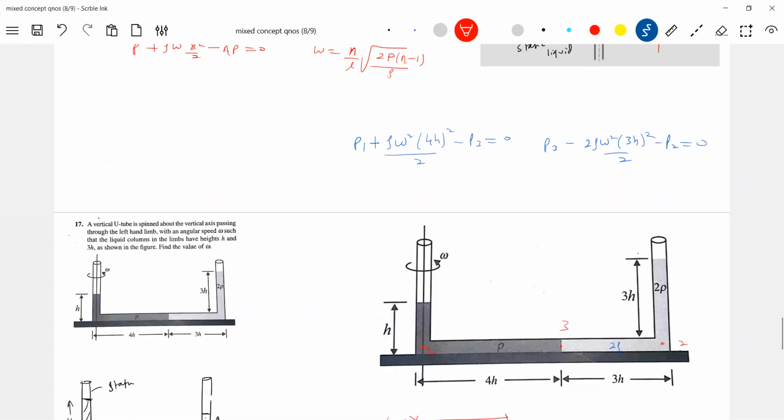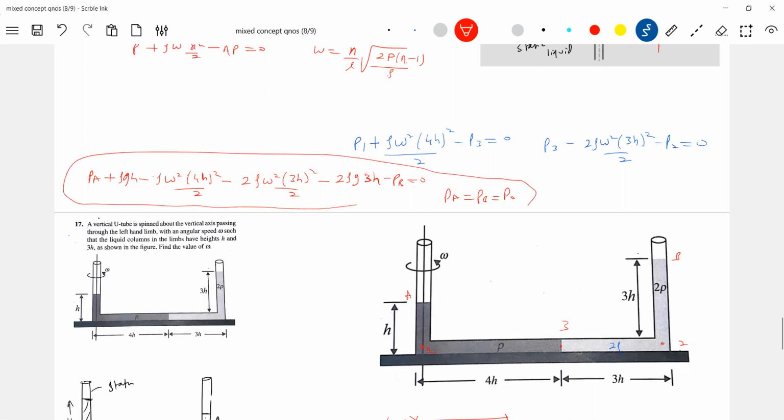From A to B. Pressure at A, PA, plus rho g h minus rho omega square 4h whole square by 2 minus 2 rho omega square 3h whole square by 2. Then I'm going to rise up inside the liquid. So this should be plus 2 rho g 3h minus PB equals 0. And we know PA equals PB equals P naught. Same thing we will get. So this is one.